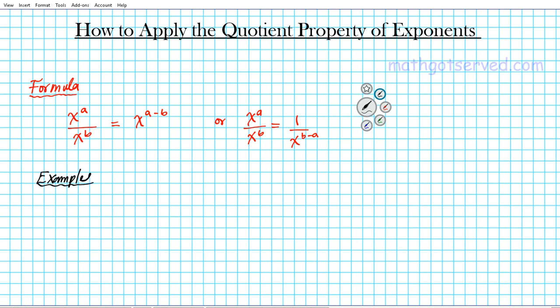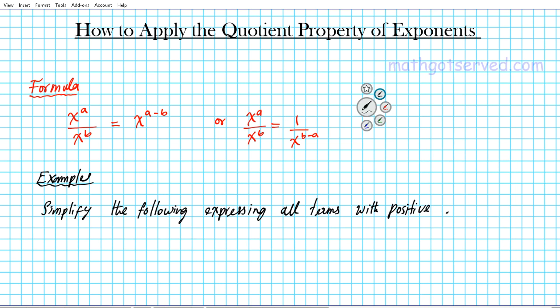So the instructions are as follows. You're to simplify the following, expressing all terms with positive exponents. Okay, so you cannot have any term with negative exponents. That will require further simplification.